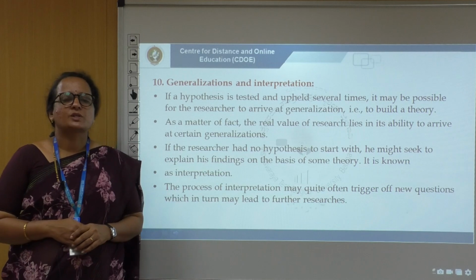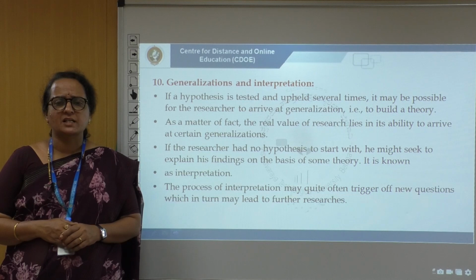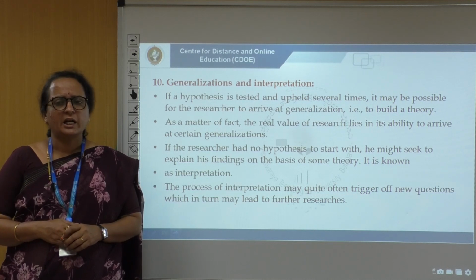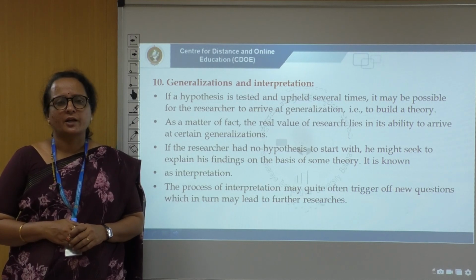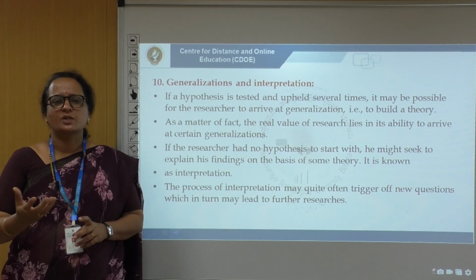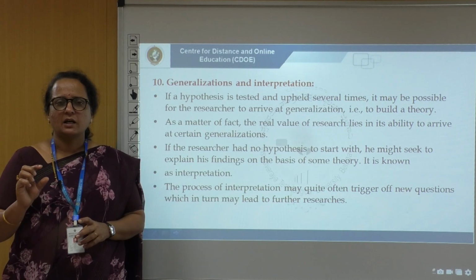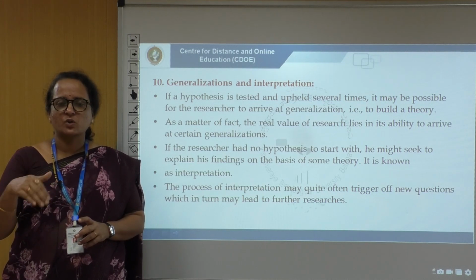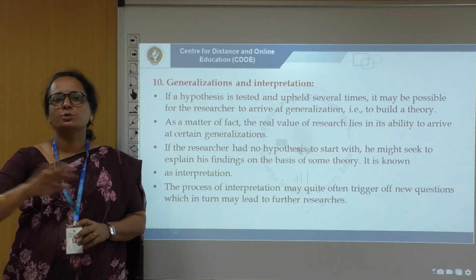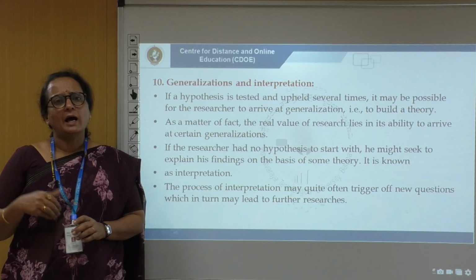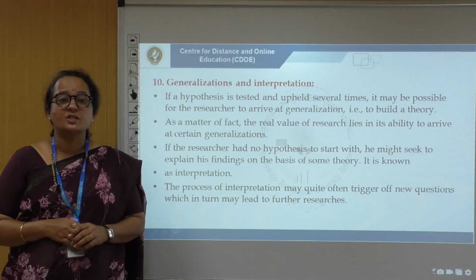Once the hypothesis testing is done, then generalizations are made. If a hypothesis is tested and upheld several times, it may be possible for the researcher to arrive at generalizations, that is, to build a theory. Normally the researcher conducts the sample survey, collects the data, analyzes the data, and then tests the hypothesis, either accepting or rejecting it, and then makes generalizations. These generalizations will be made applicable to the entire population. As a matter of fact, the real value of research lies in the ability to arrive at certain generalizations.